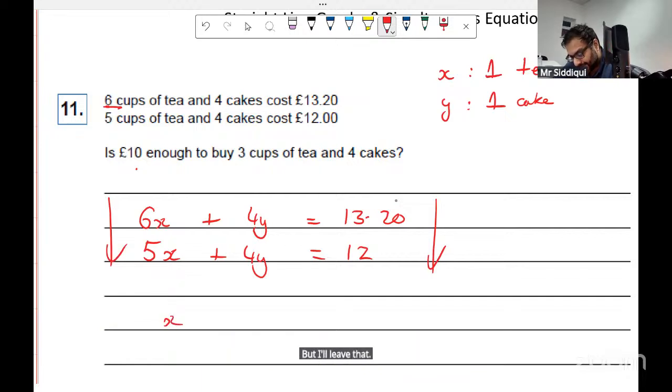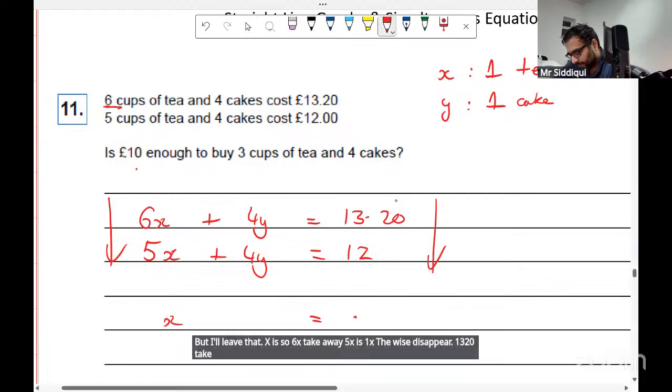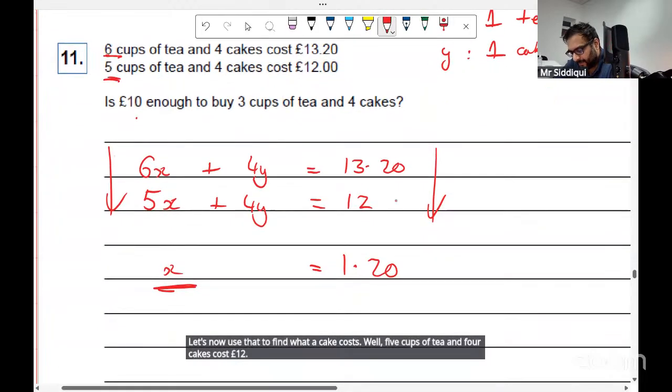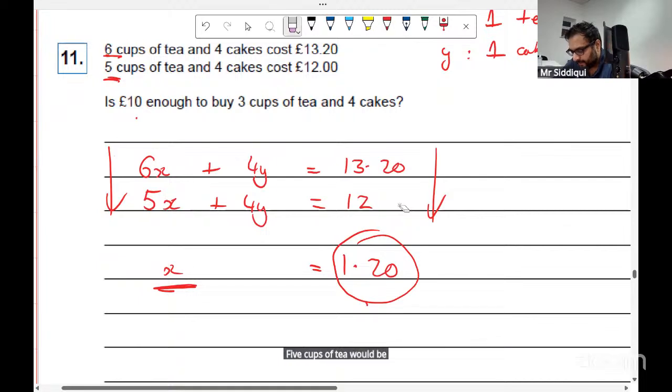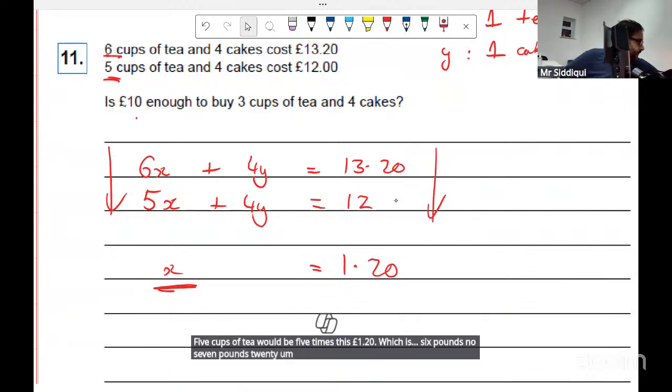So 6x take away 5x is 1x. The y's disappear. 13.20 take away 12 is £1.20. And that is what x is, which is what 1 tea costs. Okay. Let's now use that to find what a cake costs. Well, 5 cups of tea and 4 cakes cost £12. So 5 cups of tea would be 5 times this £1.20, which is £6. No, £7.20. I'll just check that.